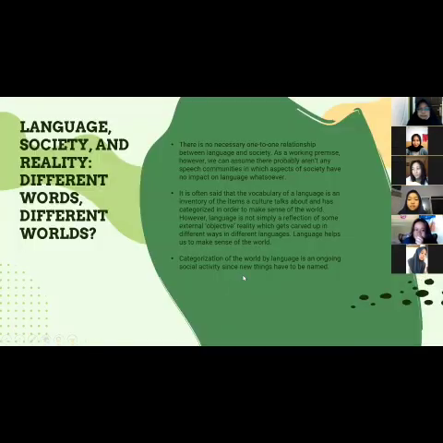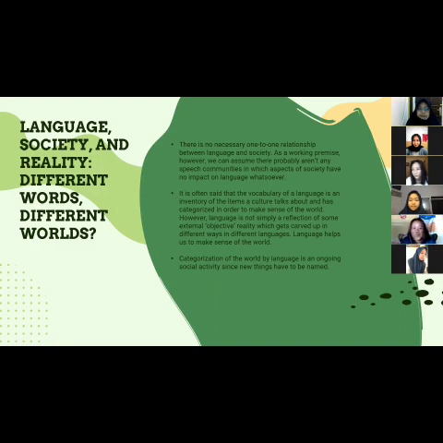Language, society, and reality. Different words, different worlds. There is no necessary one-to-one relationship between language and society. As a working premise, however, we can assume there probably aren't any speech communities in which aspects of society have no impact on language whatsoever.